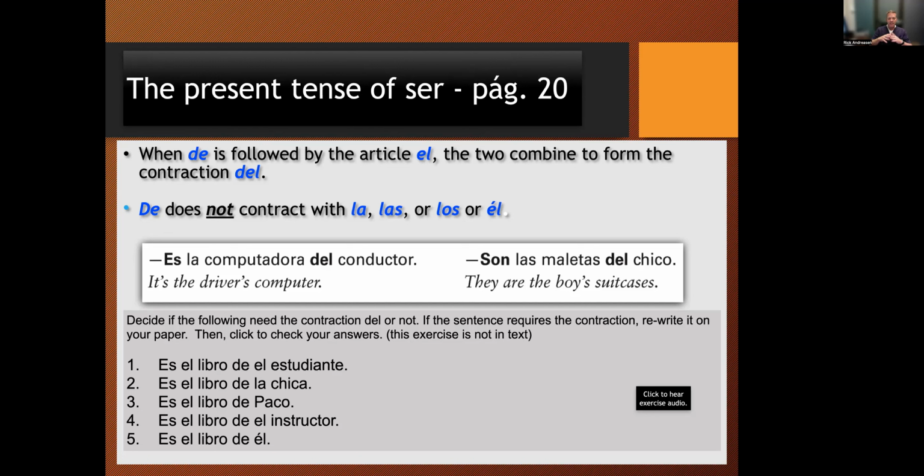Okay, so here are five sentences. I want you to look at them and tell me if that de makes a contraction with the article or the word after it, and if so, what would it be? Okay, so pause for just a second and just go through and decide for yourself if it forms a contraction, and if so, what that contraction is.